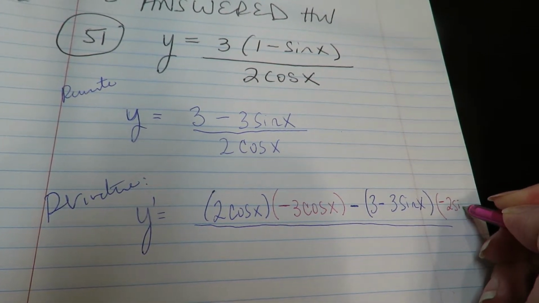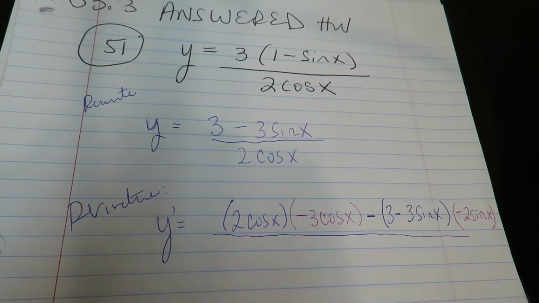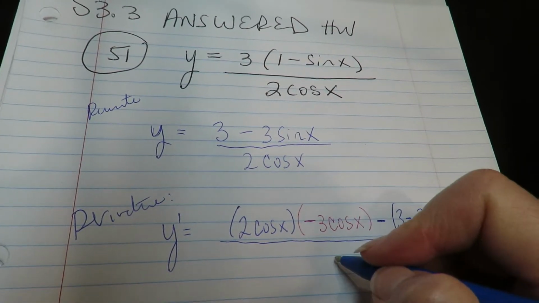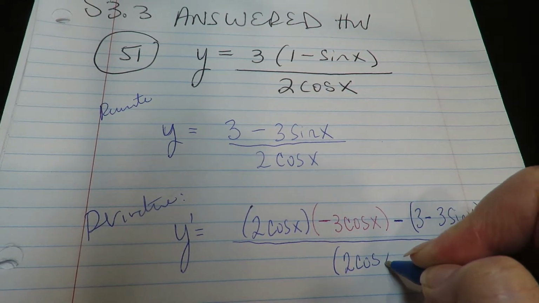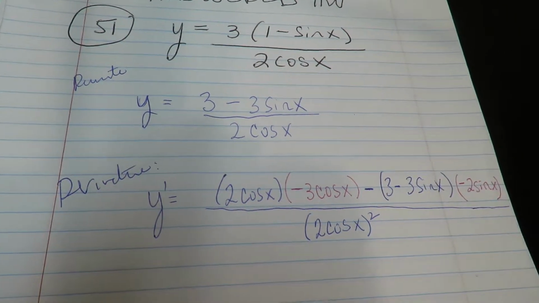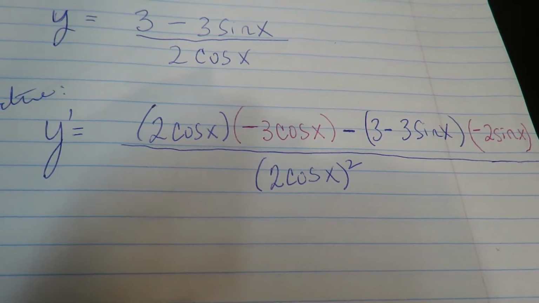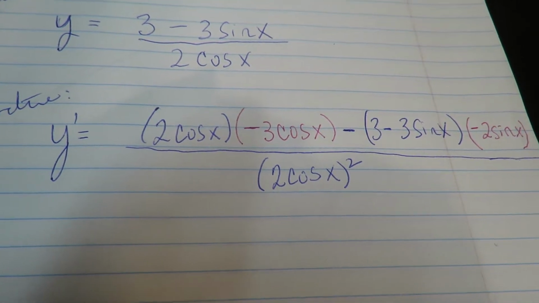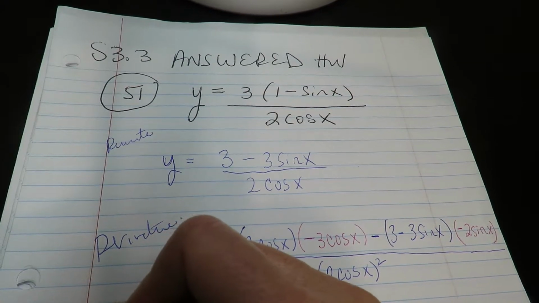-2 sine x. Because derivative of cos is sine, negative sine. And then the denominator squared. Okay, gang, I'm not done yet, but that's the derivative. The derivative is done. The rest is just the algebra. Okay, so that's the derivative. So now let's work on the simplify stage.